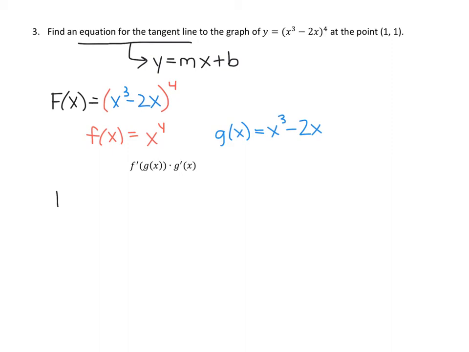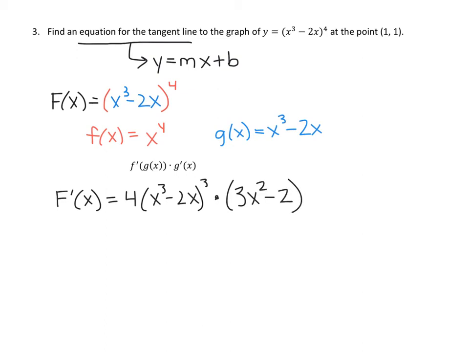So now when we take the derivative f prime of x, using the chain rule, we're going to take the derivative of the outside function. So bring the 4 out in front, kind of mentally block out that inside function. Subtract 1 from the exponent. So there's the derivative of the outside function. Now we need to multiply by the derivative of the inside function. So we're multiplying by 3x squared minus 2. So that's the derivative of the inside function, which is the x cubed minus 2x.